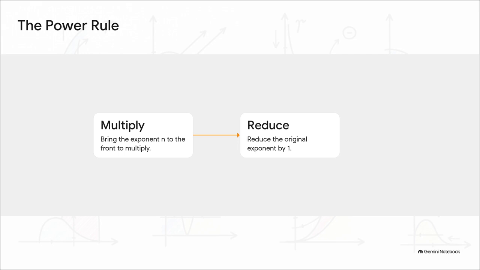So, a times x to the power of n magically transforms into a times n times x to the power of n minus 1. Make sense? If you have 5x to the power of 3, the 3 comes down and multiplies the 5 to make 15, and the exponent drops to 2. So you get 15x squared.